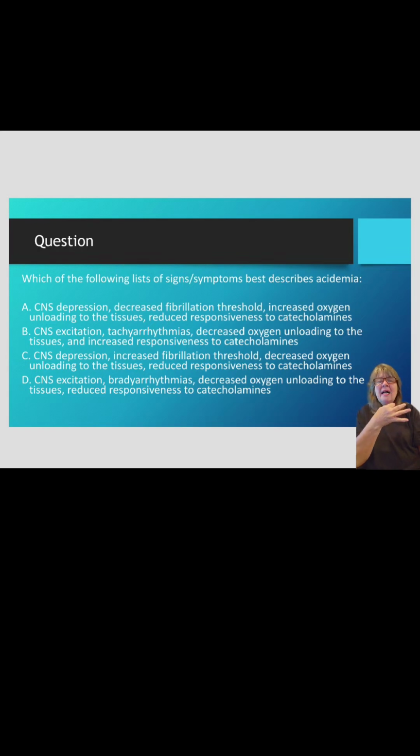Why? Because an acidosis will cause a shift to the right of the oxyhemoglobin dissociation curve, a shift to the right. And a shift to the right is where hemoglobin more readily kicks off oxygen to the tissues. Unloading is increased. And then lastly, reduced responsiveness to catecholamines. That is all part and parcel of an acidemia.